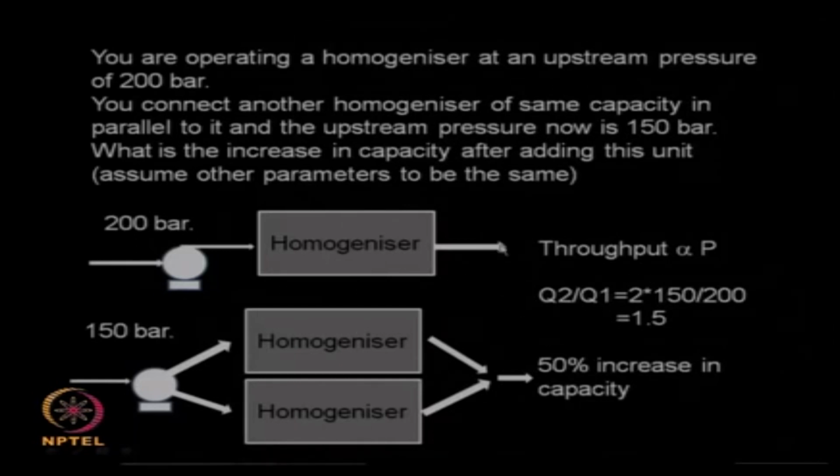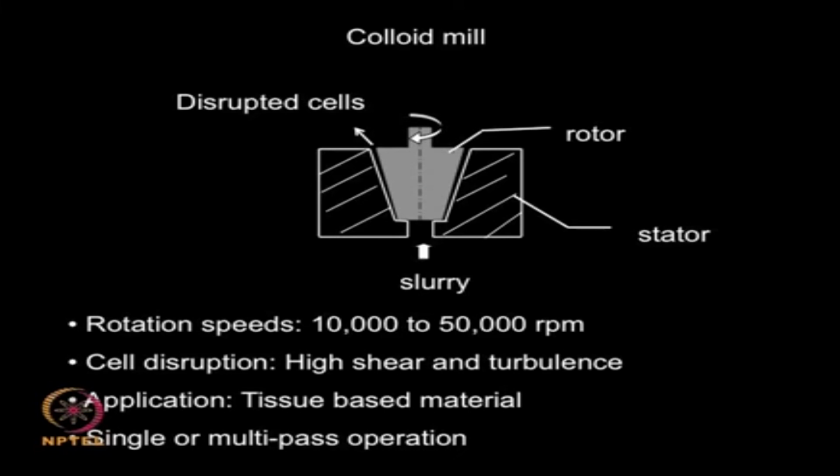Another important assumption we have made here is that the pressure downstream is 0, that means it is atmospheric pressure, that is why we have taken only 150 here and 200 here. So the pressure in the downstream is assumed as 0. The most important equation in this whole problem is that throughput is directly proportional to pressure.